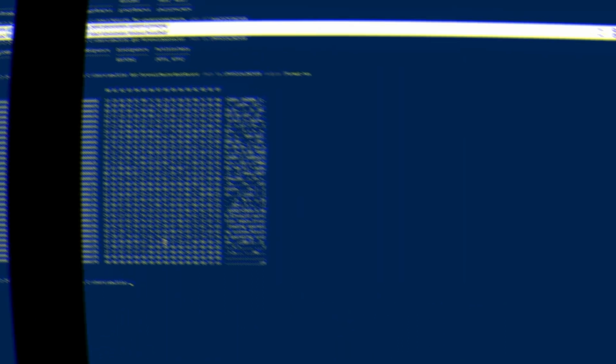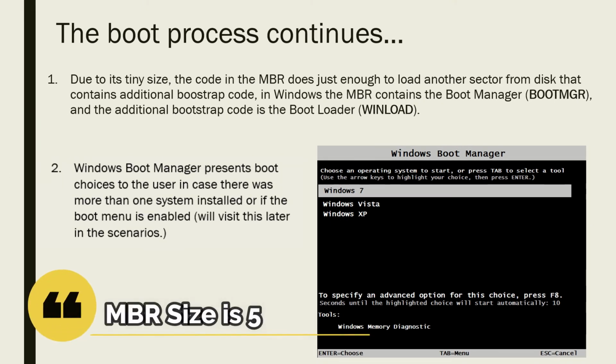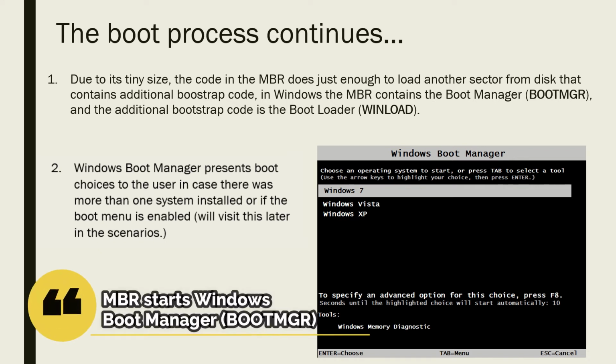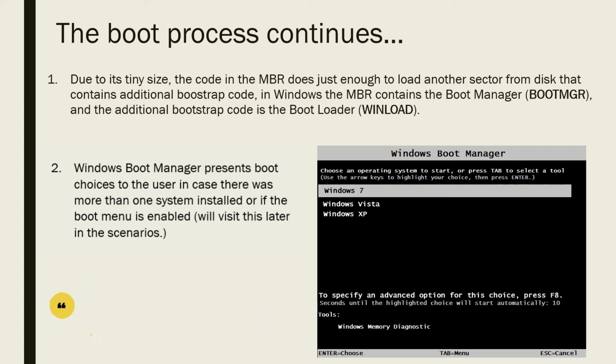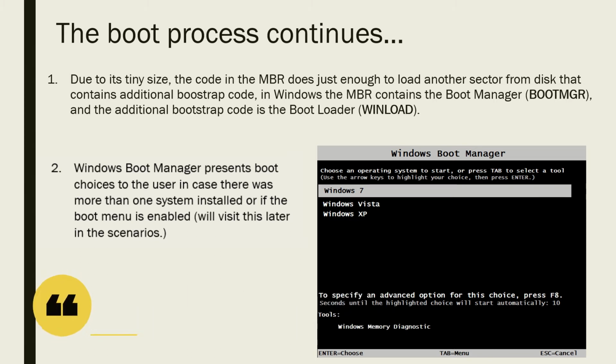Coming back to the boot process, due to the tiny size of the MBR, which is 512 bytes, the MBR code loads another code, and this additional code contains more specific info on how to load the operating system itself. With Windows, the MBR starts Windows Boot Manager, or for short, BOOTMGR. Then the Windows Boot Manager finds and starts the Windows Bootloader, or for short, WinLoad, on the Windows boot partition. In case multiple operating systems were detected on the machine, Windows Boot Manager displays a boot selection menu similar to this in order to choose which operating system you want to boot from.